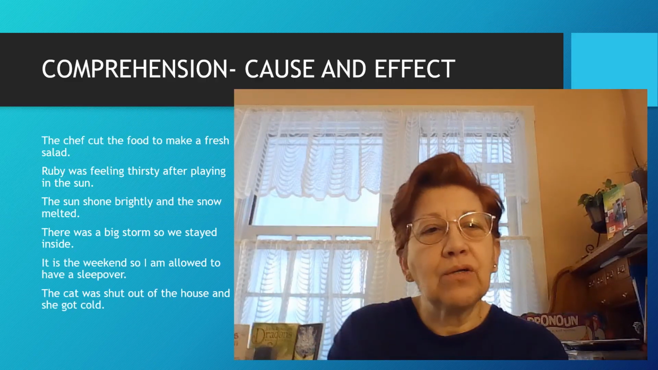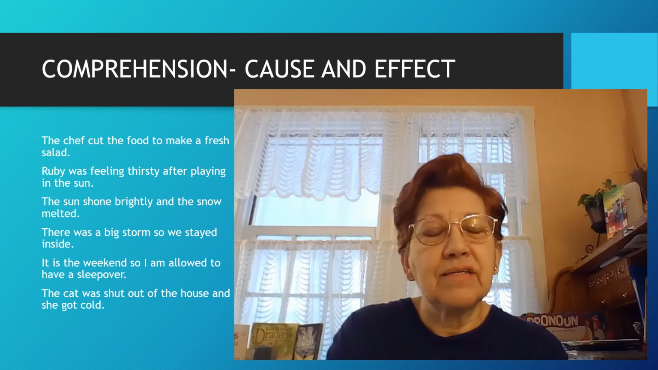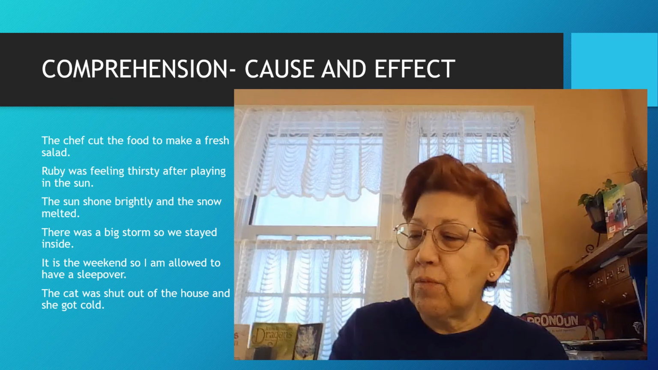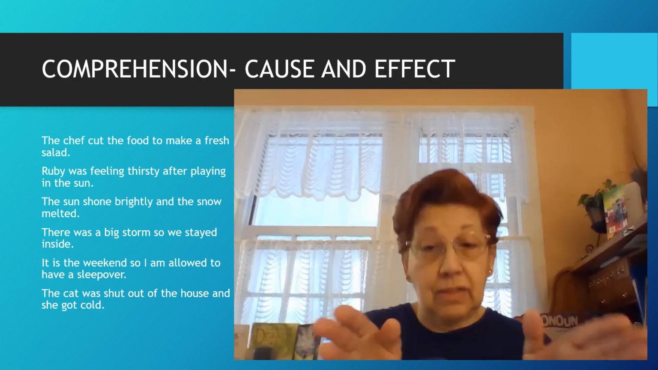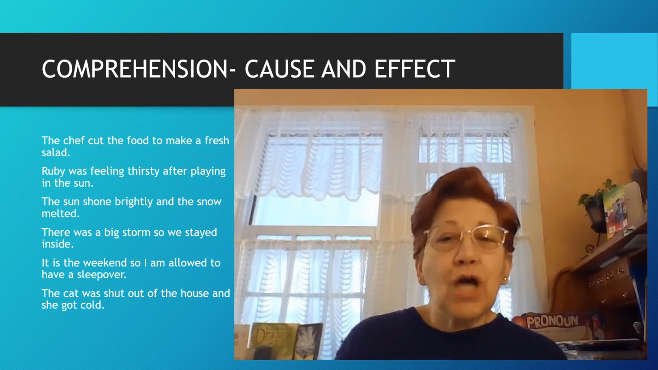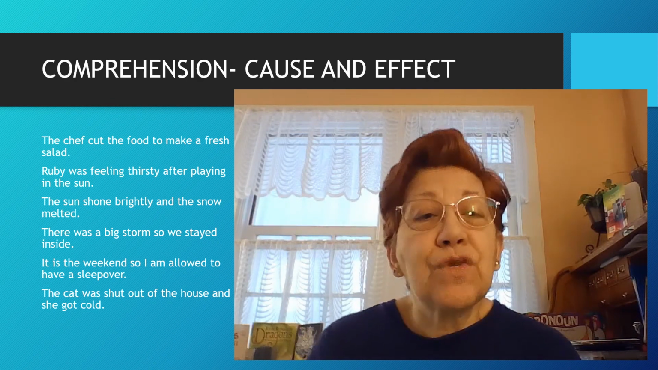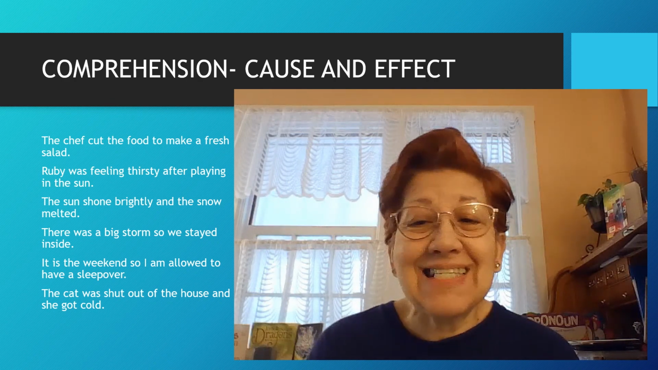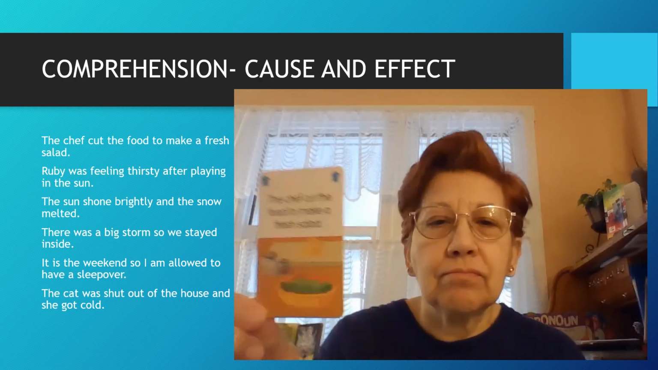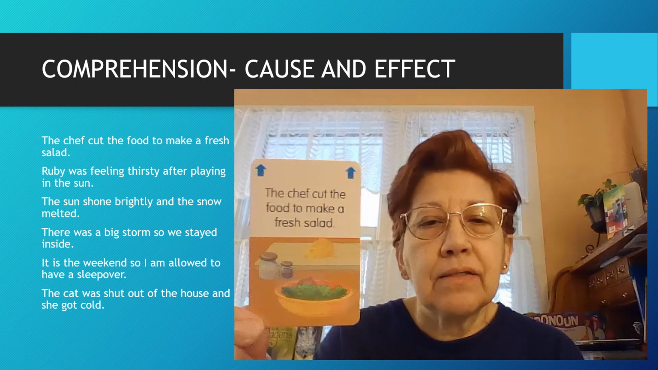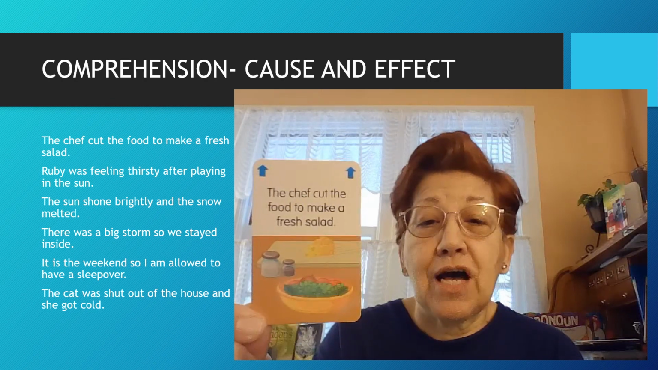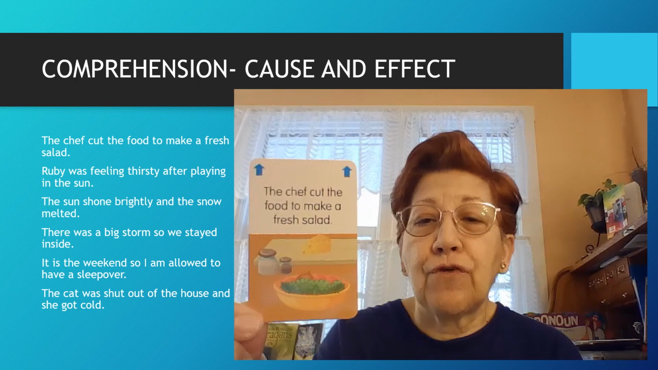All right, so we're going to take a look at these sentences and then we're going to look at some pictures about them, and then we're going to talk about the cause and effect in each of those sentences, okay? So let's look at the first one. It says, the chef cut the food to make a fresh salad. Okay, let's take a look. You see the sentence that's written on the slide, and now let's look at this card. The chef cut the food to make a fresh salad.